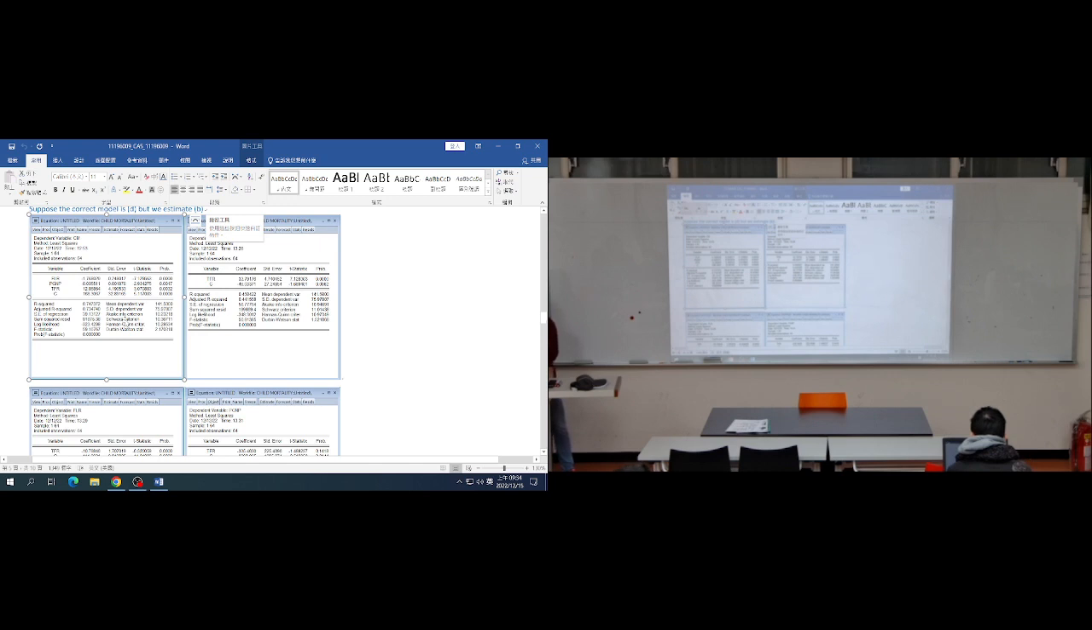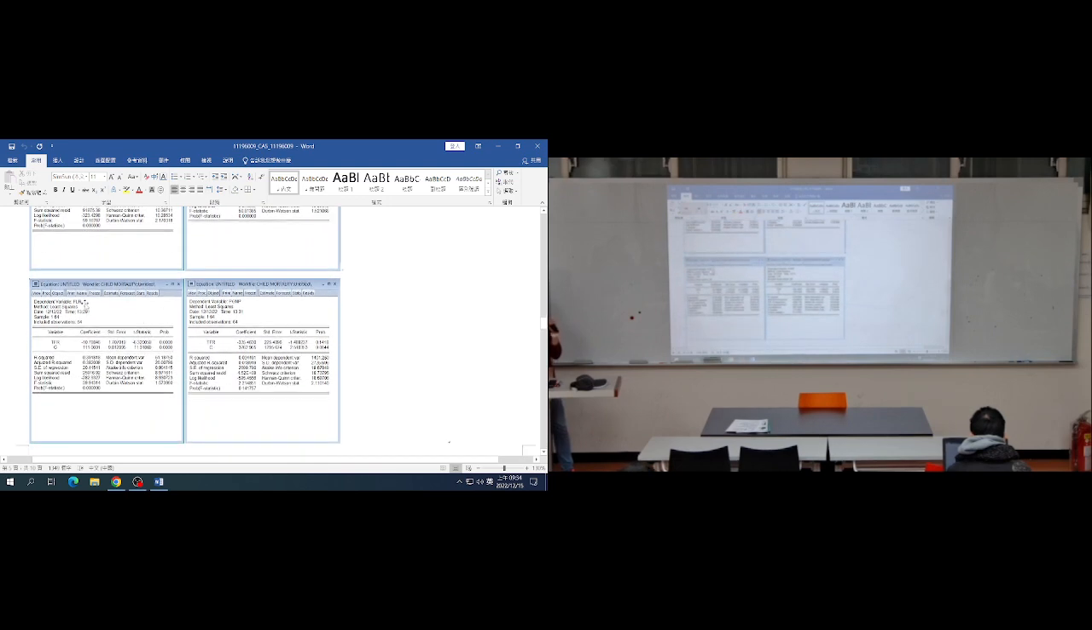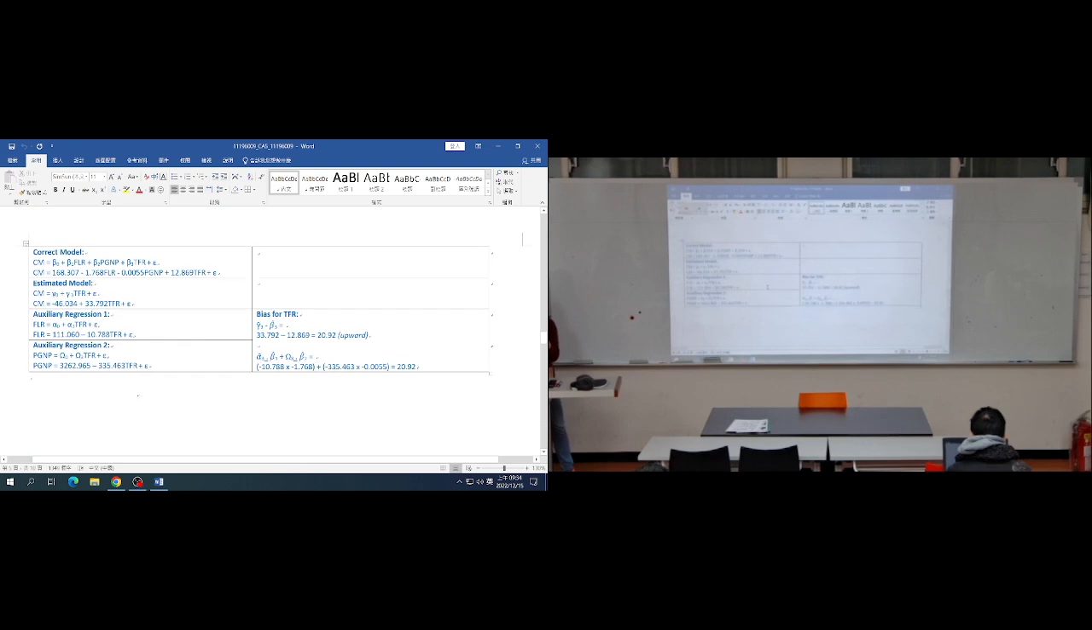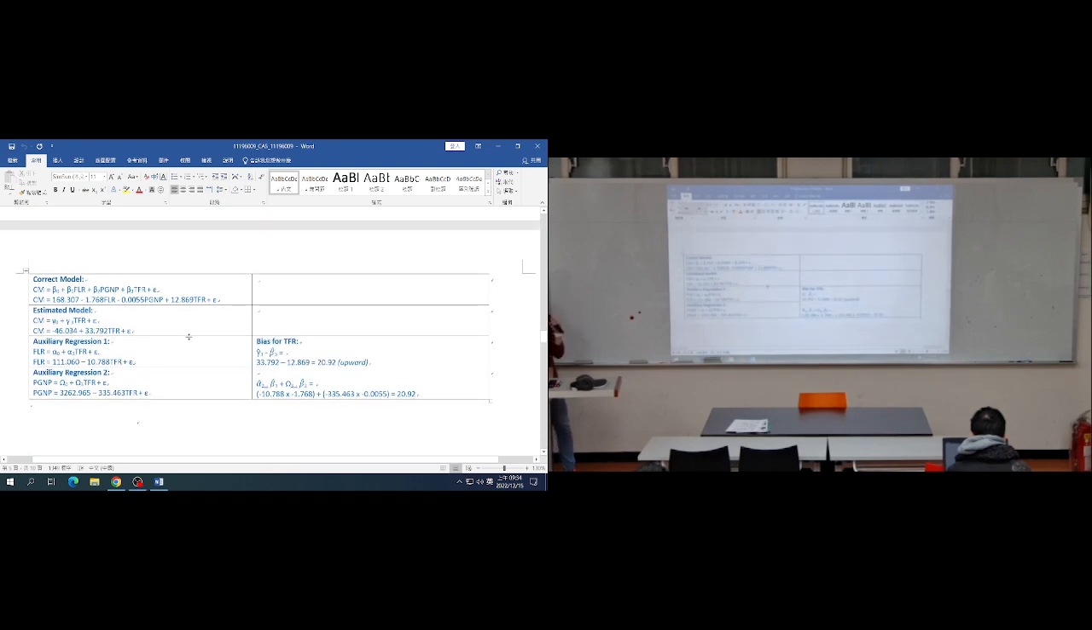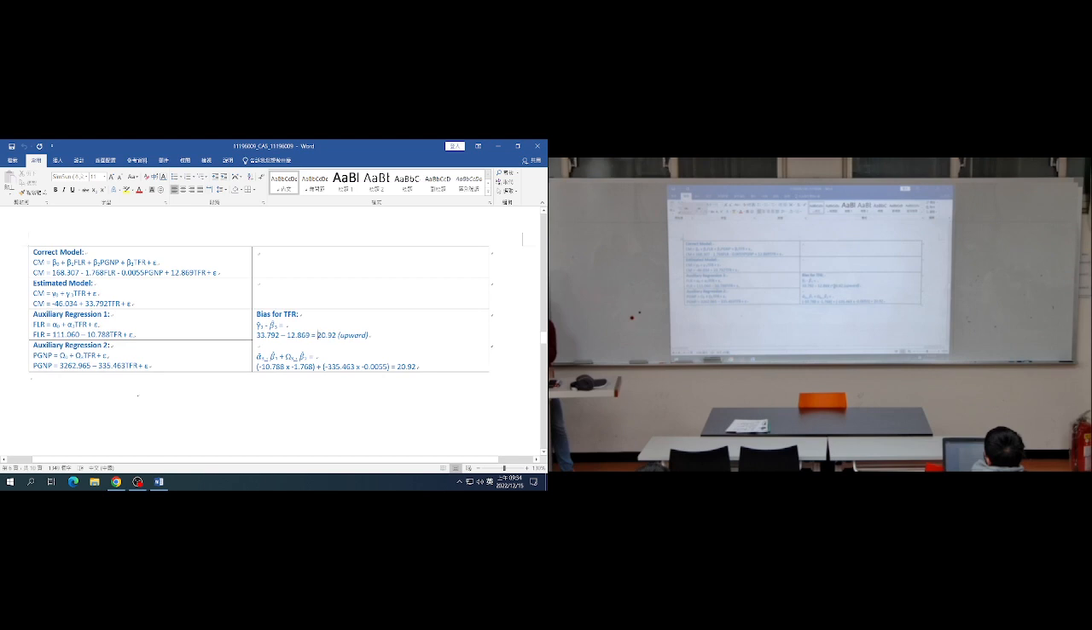It's the same as the results above: CM with three variables, and this one CM with only TFR. And this is FLR as the dependent variable with TFR, and this is PGNP with TFR. This is how we calculated from the correct model and the estimated model. And this is the auxiliary regression, with FLR and PGNP as the dependent variables. And this is the bias for the TFR, and we got the same results between gamma 3 minus beta 3 and alpha 3 times beta 1 plus omega 3 times beta 2. We have the same answer here.